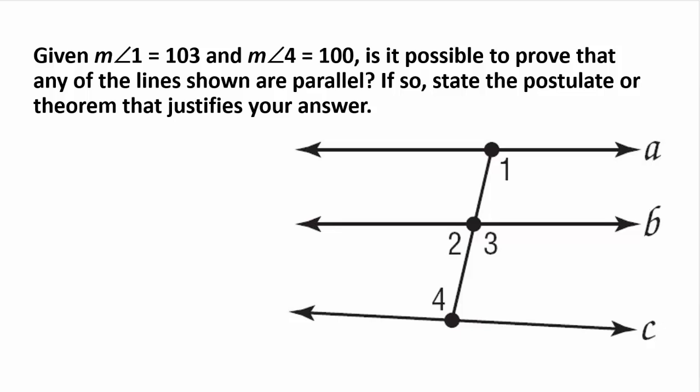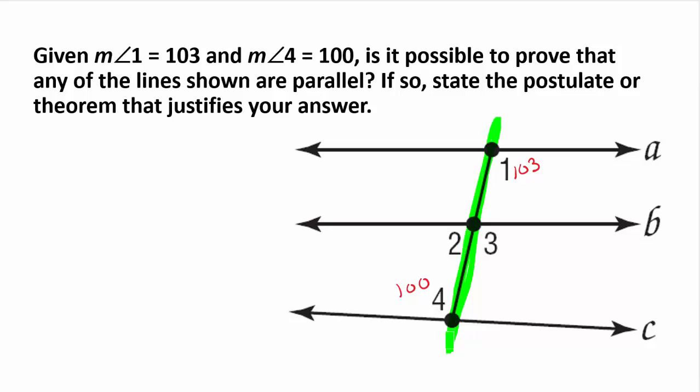The last problem says, given the measure of angle 1 is equal to 103, I'm going to go ahead and write that in there. This one is 103. And the measure of angle 4 is 100. Is it possible to prove that any of the lines shown are parallel? If so, state the postulate or theorem that justifies your answer. So, we've got two lines here. Again, I'm going to mark my transversal. Always want to mark your transversal, just so you can see it clearly.